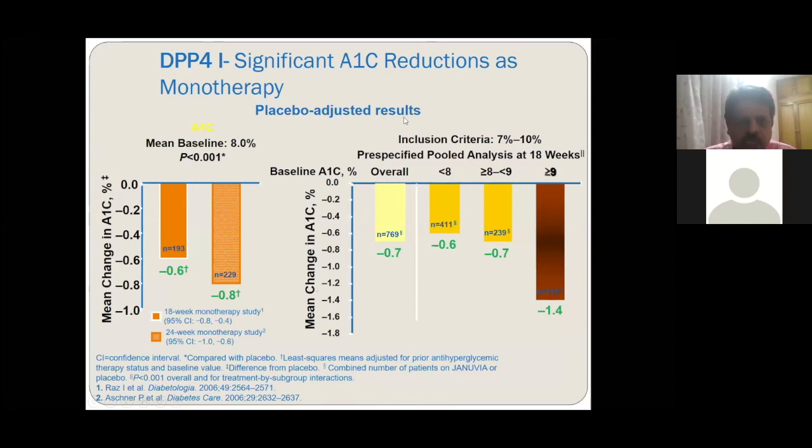The monotherapy basically significantly reduces the HbA1c almost to the tune of 0.6 to 0.8 in the long run, over 24 weeks, as compared to 0.6 in 18 weeks. As the HbA1c is higher, the reduction is much more, but if you have a very high HbA1c, it is better to use the SGLT2, which has more effect. And if you have a lower HbA1c, still the DPP-4s act.